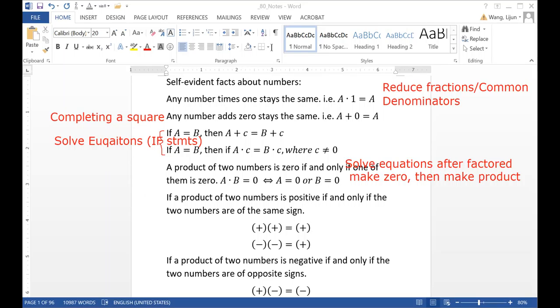The last principle, number six, same idea, no change, same idea with the inequality. So greater than or equal to, less than or equal to, what do we do? We make a zero, then make product or quotient.